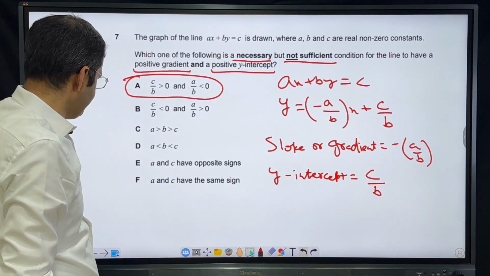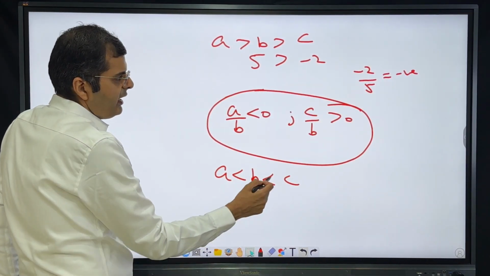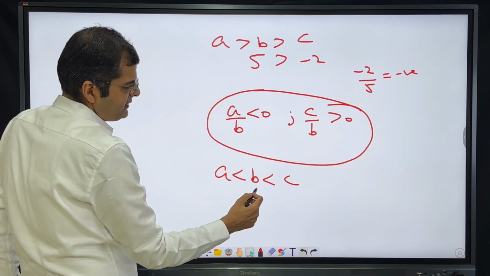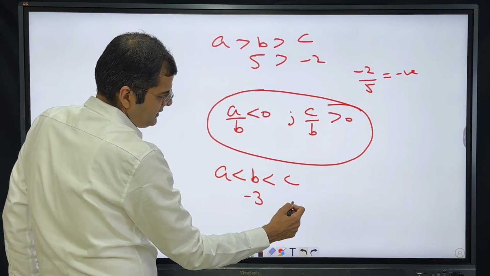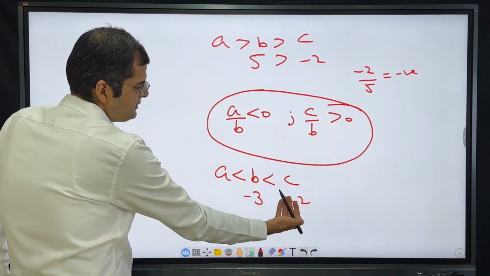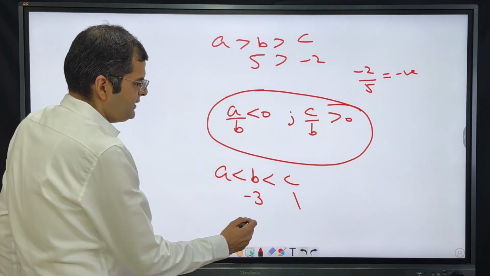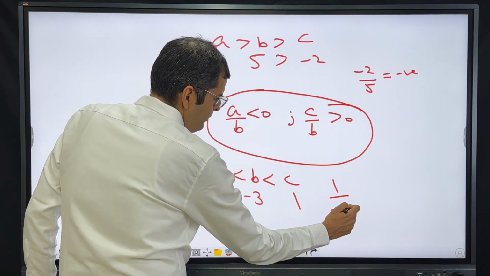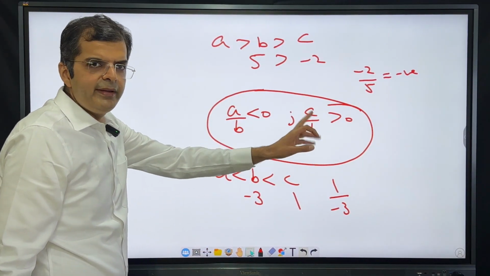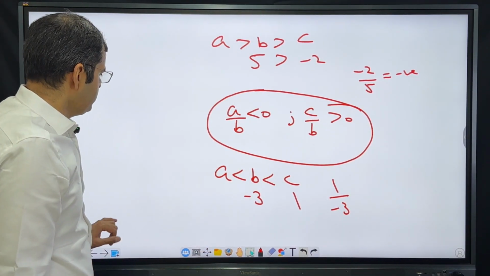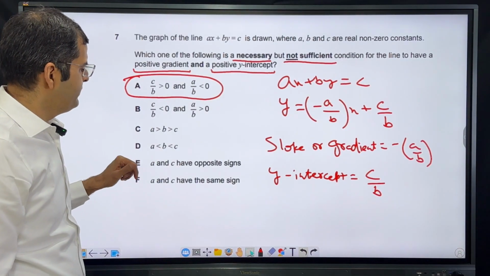Option D says A is less than B is less than C. A is less than B and B is less than C. Again here, I can have a situation, let's say, B is -3 and C is +1. What is C by B here? C by B is 1 upon -3, which is less than 0. But I want C by B to be greater than 0.